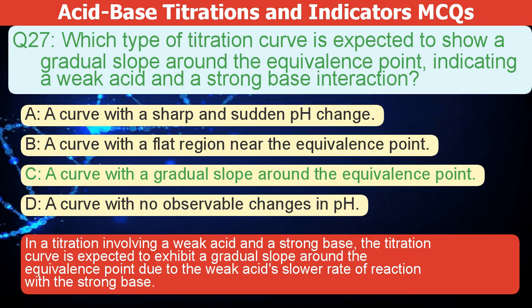The correct answer is C. In a titration involving a weak acid and a strong base, the titration curve is expected to exhibit a gradual slope around the equivalence point due to the weak acid's slower rate of reaction with the strong base.